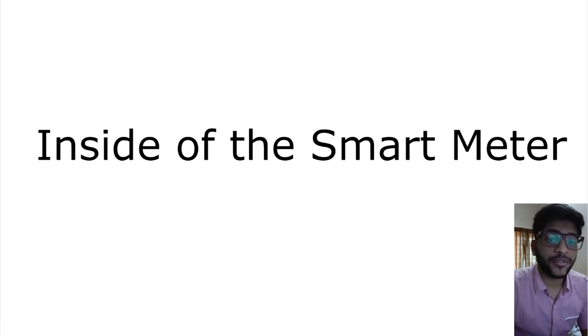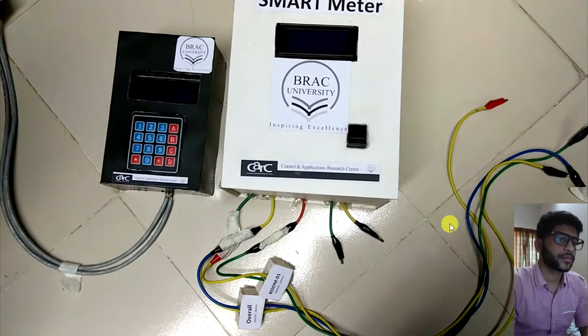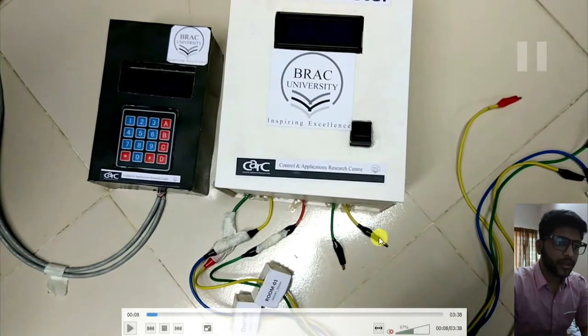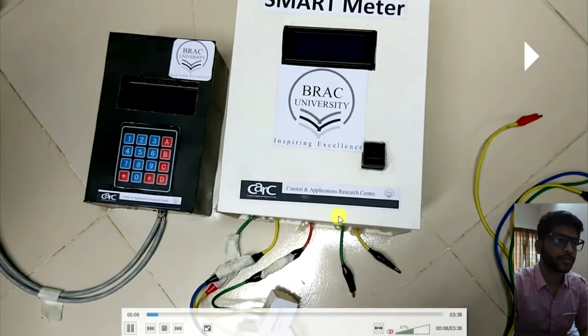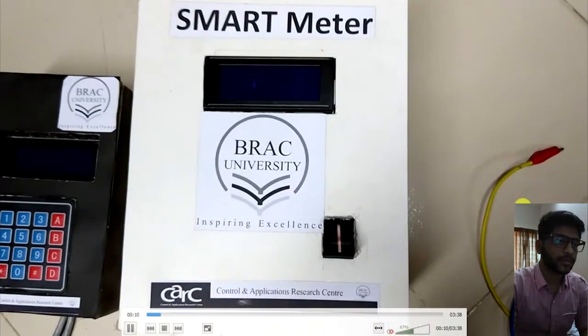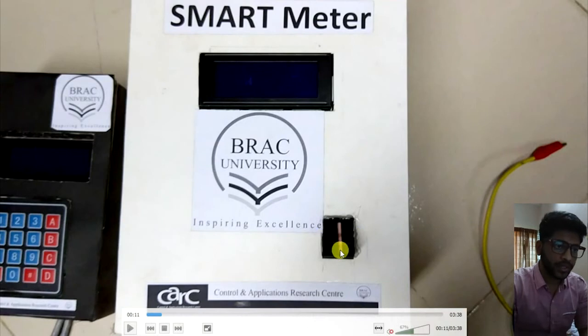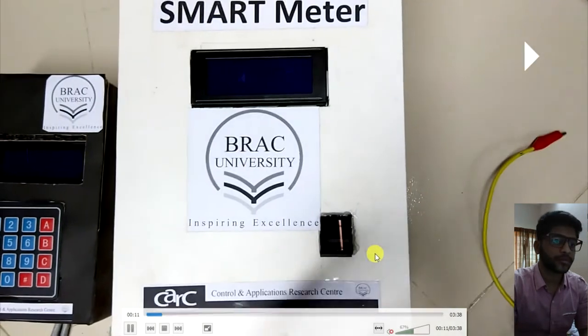Let's look inside of our smart meter. Here you can see these are the input line of our meter. Here you can see the room 1 and room 2 level. Room 1 goes to the load with room 1, and overall goes with the overall load. Now here you can see this is our fingerprint sensor, and this is our display, and this is our secondary monitor.